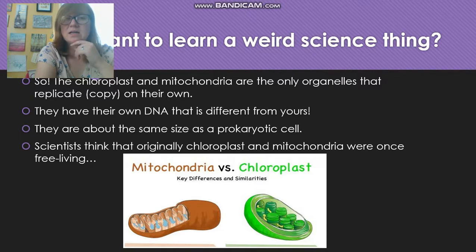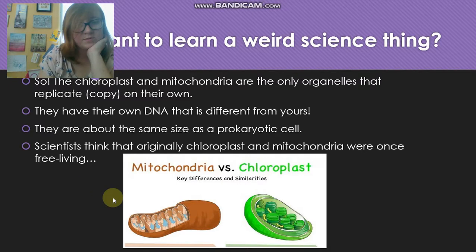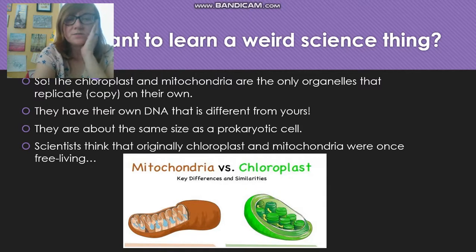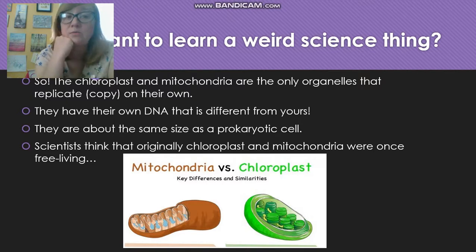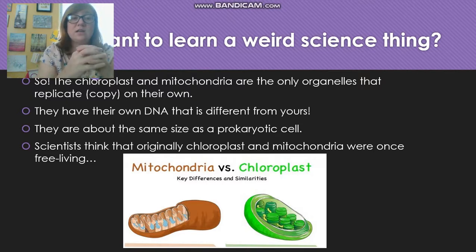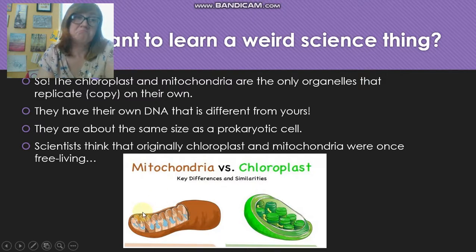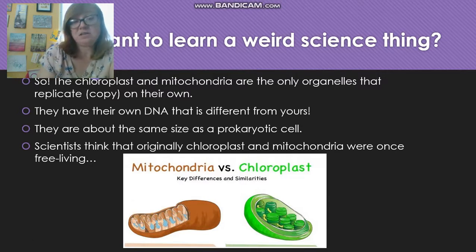And they're about the same size as a prokaryotic cell. So remember, prokaryotic bacteria cells, they're smaller than our cells. They also, which I didn't write down here, but you can kind of see, have a double membrane. They have two membranes around them, which is very odd. So scientists think that the chloroplast and mitochondria were originally free-living creatures that some larger cell engulfed and did not digest. Instead of digesting it and breaking it down, it's like, wait a minute, this mitochondria thing is making lots of energy. I'll just hold on to it and I'll get some free energy.